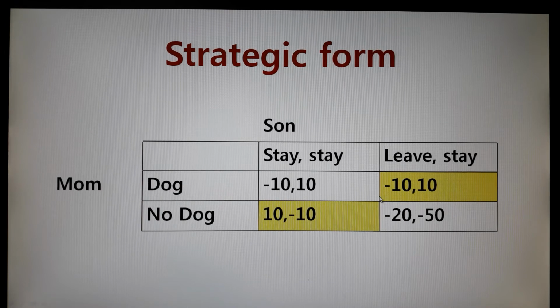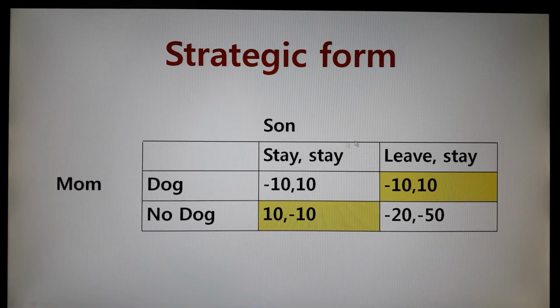However, here, negative 10 and 10, if you think about that, dog and leave is a Nash equilibrium. Now the mom is getting negative 10. If she changes, it's negative 20. Now the son has 10. If he changes, it's not decreasing, but still it's not increasing. So the son by changing cannot get better. Mom can get better by changing. Therefore, can get worse. So the dog and leave is also a Nash equilibrium.